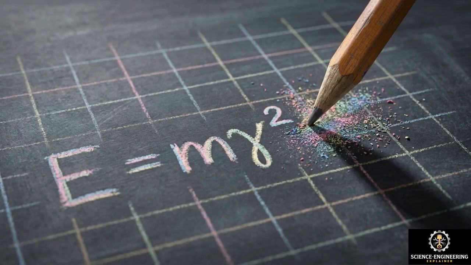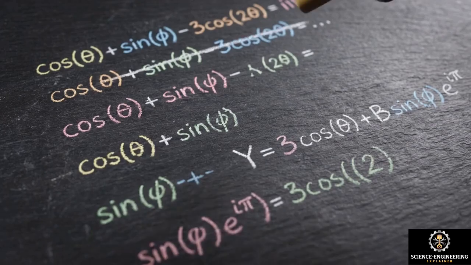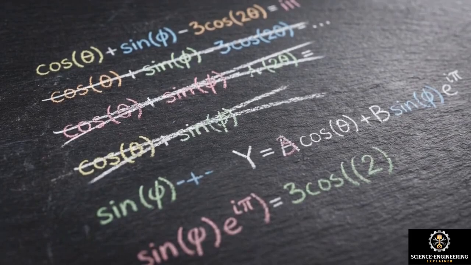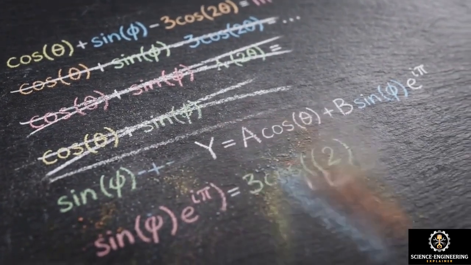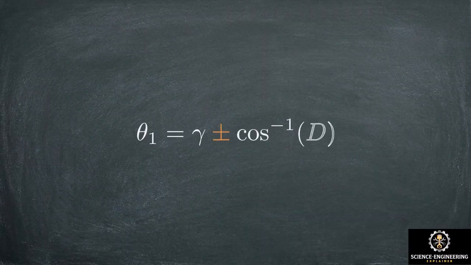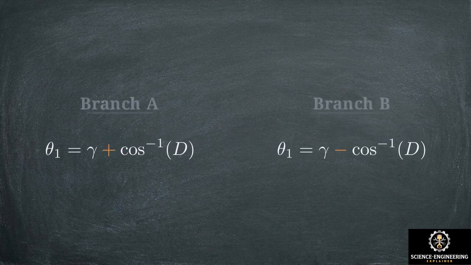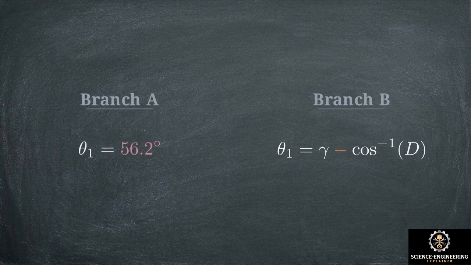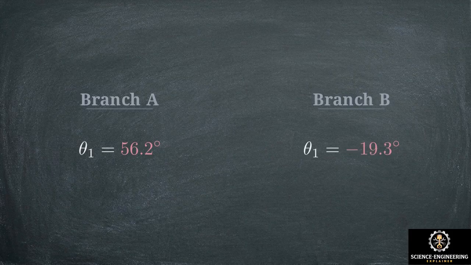With gamma in place, we move to step 5, solving the equation to find our multiple angle solutions. Substituting gamma triggers a mathematical property that collapses the left side into a single cosine function, allowing us to finally isolate theta 1. Executing an inverse cosine inherently generates both a positive and a negative result. There is no single answer. This plus-minus symbol physically splits the math into divergent branches. Branch A yields 56.2 degrees, while branch B yields -19.3 degrees.